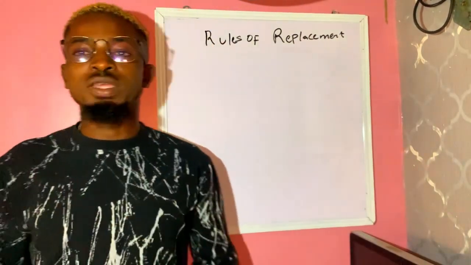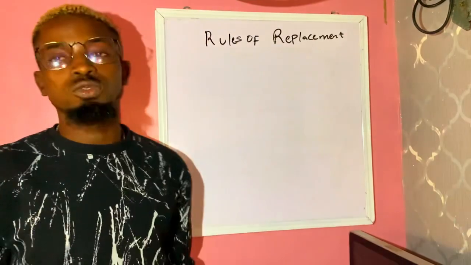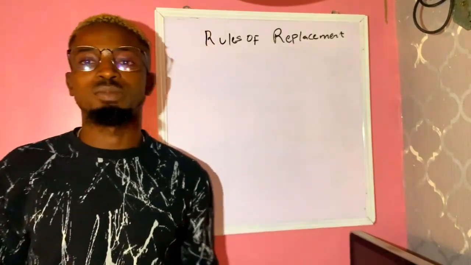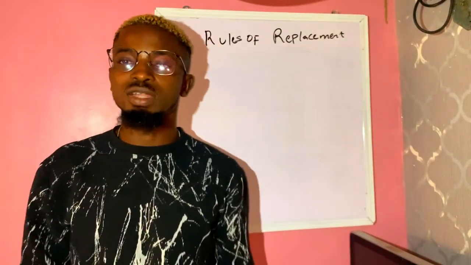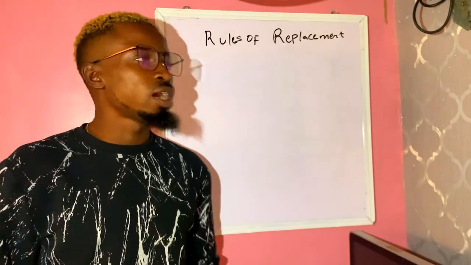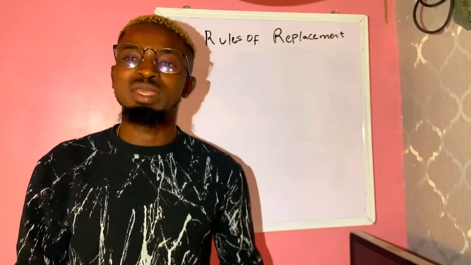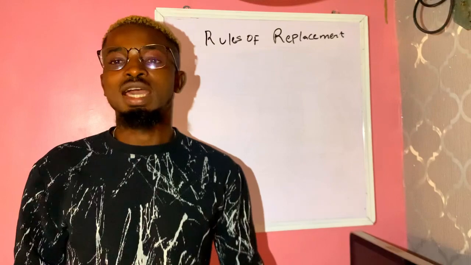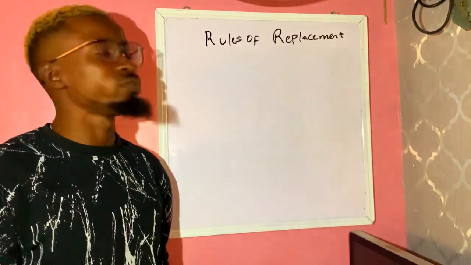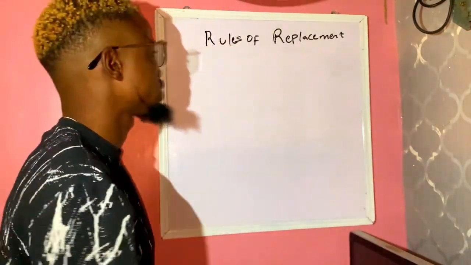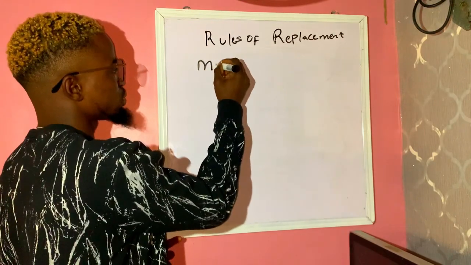Alright, so the next topic that we're going to be dealing with are the rules of replacement. There are 10 in number, unlike the rules of inference, which are 9. And just like I have my ways of remembering the rules of inference, I also have my ways of remembering the rules of replacement.